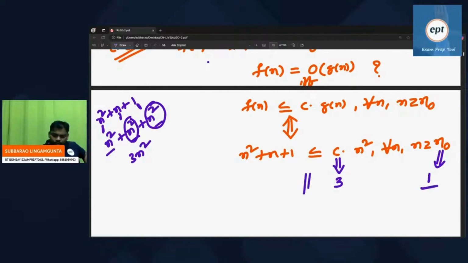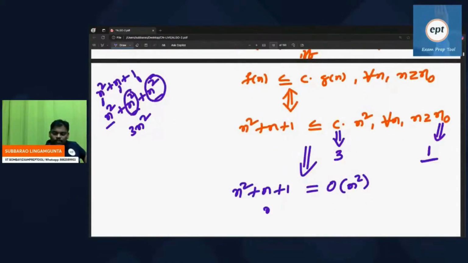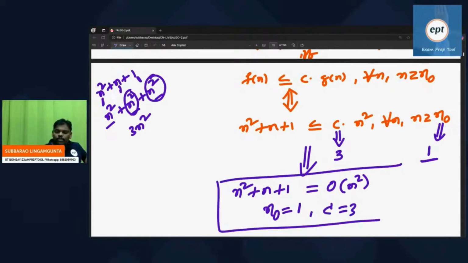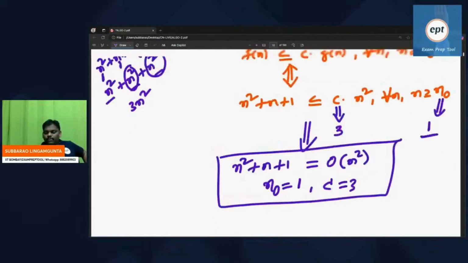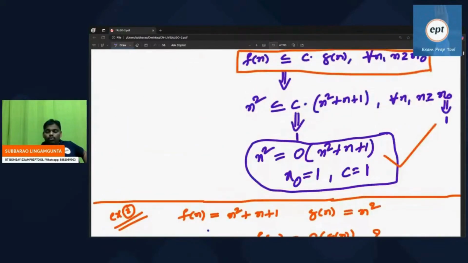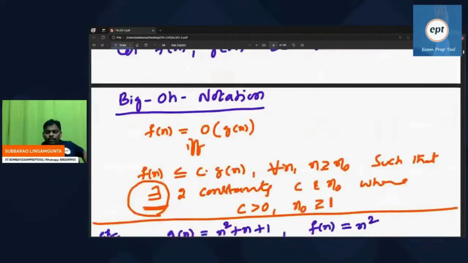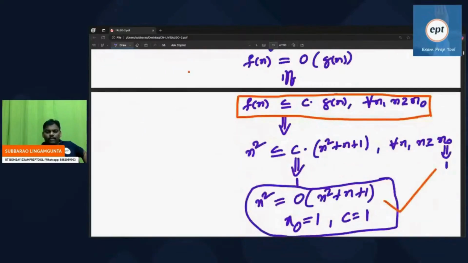Because it is working, I can conclude: n square plus n plus 1 is big O of n square. It is working. So from which place onwards is it working? 1 onwards. What is the C value? C value 3. There may be so many pairs, not just one pair. Many may be there.